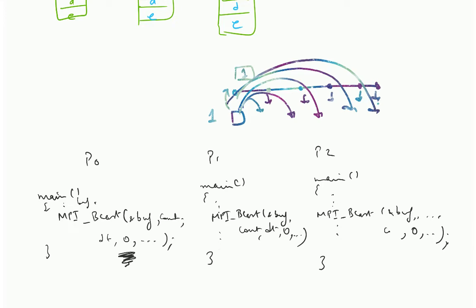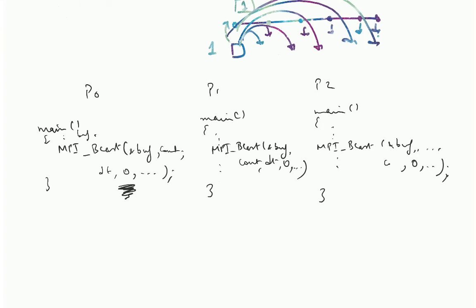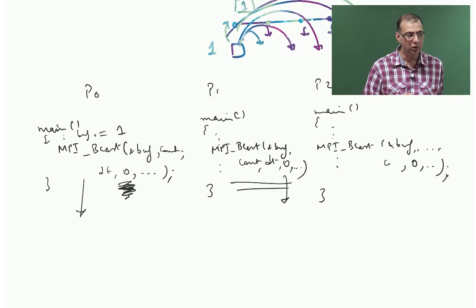Remember, each one has its own address space. So this buffer is in rank 0's memory, this buffer is in rank 1's memory, and so on. But suppose this guy initialized his buffer with the value 1 and these guys did not initialize it, it's some junk. Now what will happen? Well, at the MPI layer on processor 0, it knows that I am the root, so I am supposed to send the data. So it's going to send the data. On rank 1, when it makes a call, it realizes that I am not the root, 0 is the root. So it's going to wait for data to arrive.